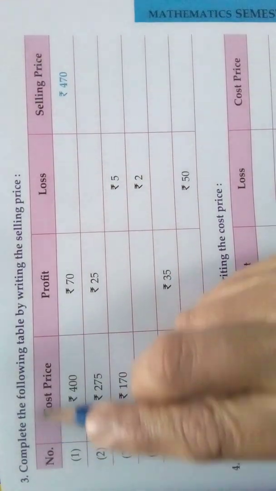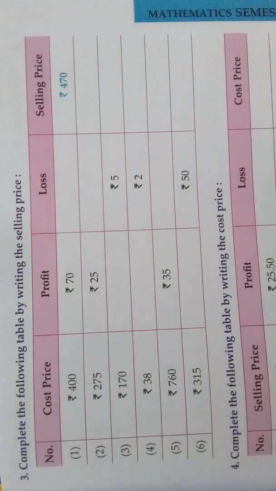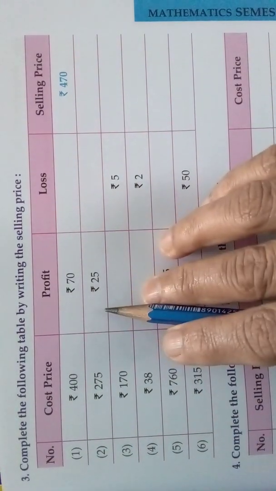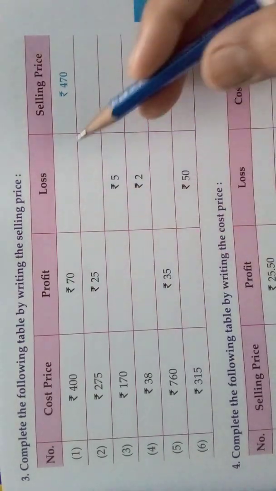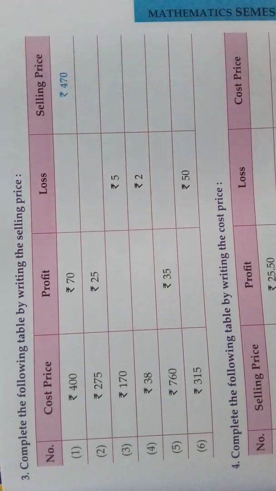See here, children. Complete the following table by writing the selling price. Now, we know the cost price, and we know whether it is a profit or a loss. Whether it is a profit, they will write like this. Whether it is a loss, they will write like this. So, what should we do? We should find the selling price. Come, we will see here.